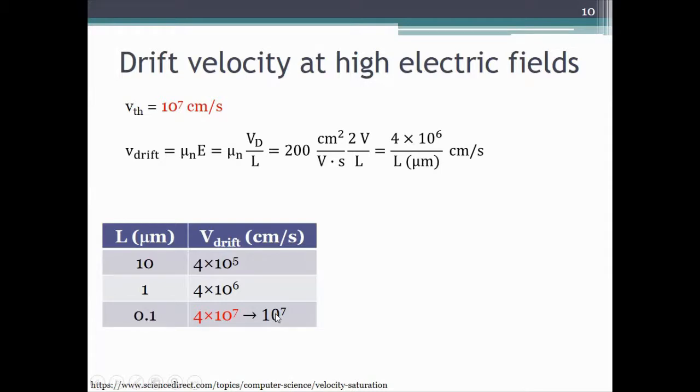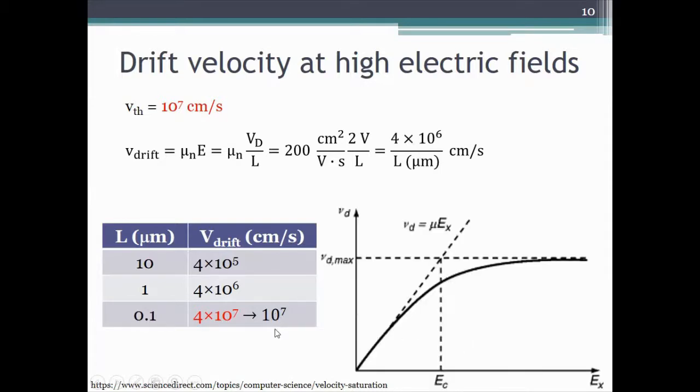This is called drift velocity saturation. So here is a plot. If we plot the drift velocity as a function of the electric field, at low electric fields the drift velocity varies linearly, as this equation gives. As the electric field increases, the drift velocity does not increase linearly, it increases less linearly, and eventually it saturates at the thermal velocity, which is also called the saturated drift velocity. VD sat is a term used, VD max here, VD sat at very high electric fields.